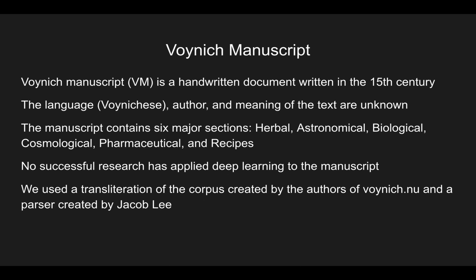So the Voynich Manuscript is a handwritten document written in the 15th century. Both the author and language of the document are unknown. However, the manuscript contains 6 known sections, which are Herbal, Astronomical, Biological, Cosmological, Pharmaceutical, and recipes. No successful research has applied deep learning to the manuscript, and we will be using some data that has been pre-processed by our mentor, Jacob Lee.